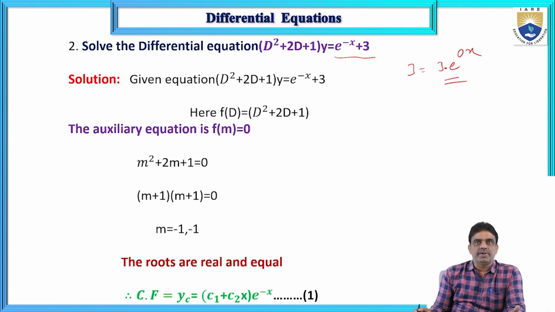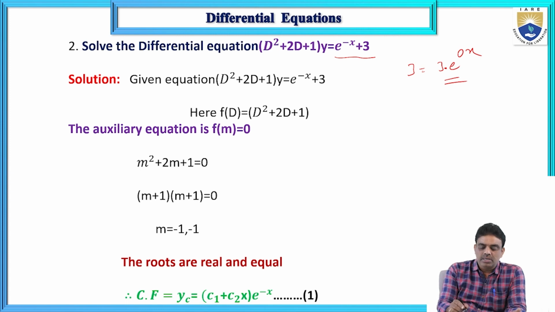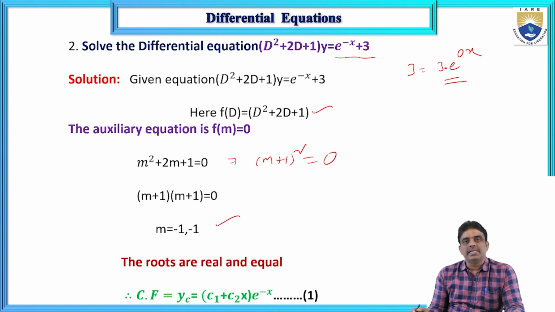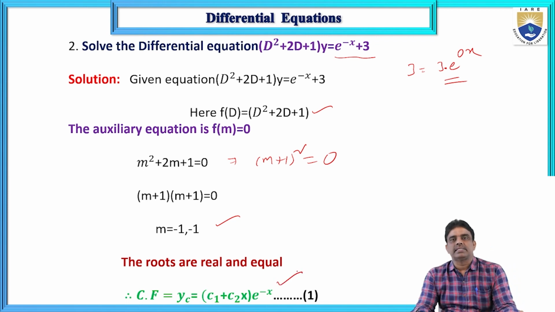So as usual, first find the complementary function. The f of D is D square plus 2D plus 1. The roots: m square plus 2m plus 1 is equal to 0. So clearly it is (m + 1) whole square, so m plus 1 is 0, or m plus 1 is 0. The roots are minus 1, minus 1. So the nature of the roots is real and equal. So the complementary function will be CF equal to (c1 plus c2x) into e power minus x.